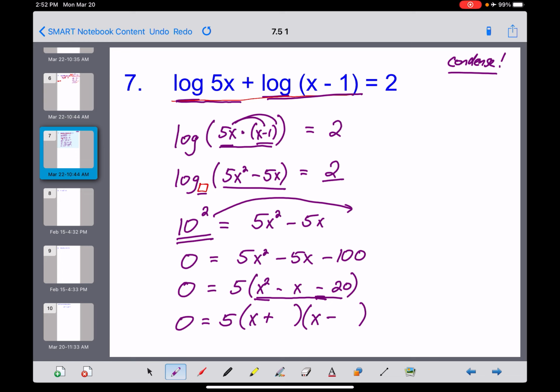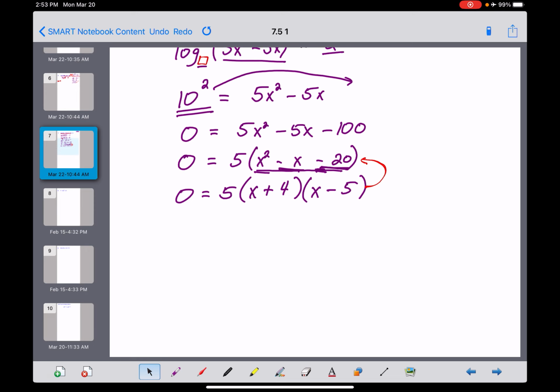And now we need two numbers that multiply to negative 20 and add or combine to negative 1. Those two numbers are going to be negative 5 and positive 4. You're welcome to check this with FOIL, but sure enough, this product is going to get you right back up to where we were just a second ago. Okay, so we're making good progress here, guys.